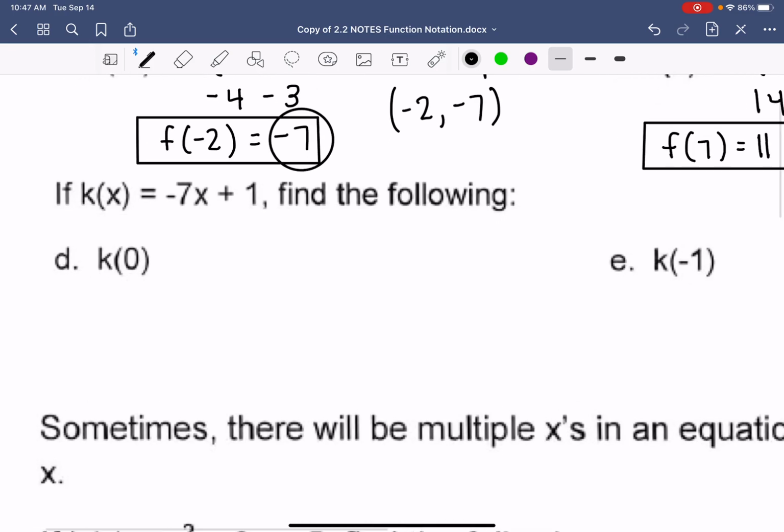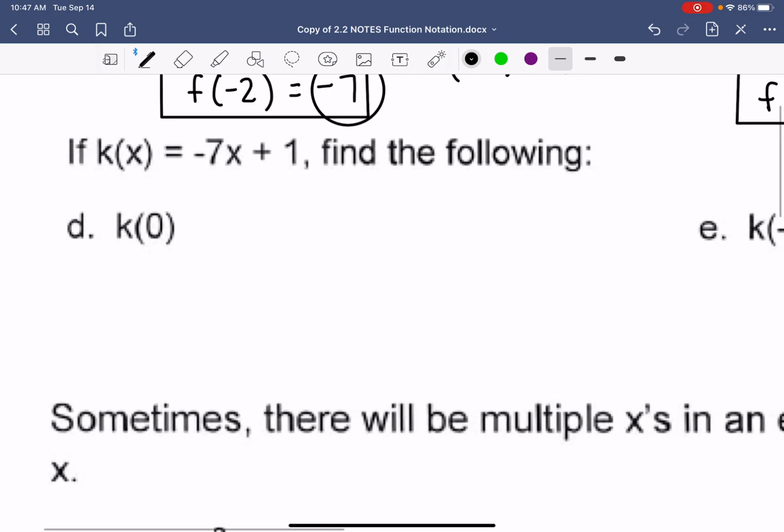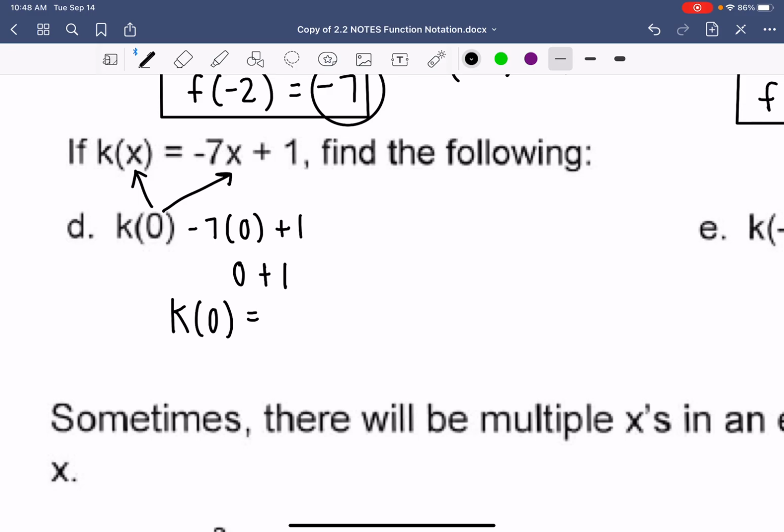All right, now we're going to go into K of X. So K of X, so it tells us K of X is -7x plus 1. Find the following. K of 0. So again, wherever there's an x, I'm going to plug in a 0. So we have -7 times 0 plus 1. -7 times 0 is 0. 0 plus 1 will get us K of 0 will be 1. And our ordered pair will be 0, 1.